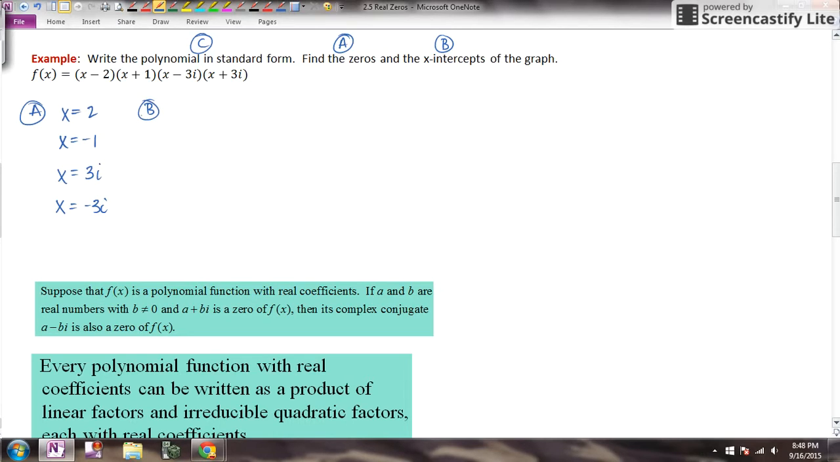Part B, though, I say, what are the x-intercepts? Well, you can't graph this guy and this guy on a graph, right? It would have to be done on an imaginary axis, not on the regular xy one that we know. So the only x-intercepts that we have are actually (2, 0) and (-1, 0). Those would be our x-intercepts. So part A, I would say here's 4 different zeros or roots or whatever you want to call them. And then part B, I would say here's your 2 x-intercepts. The other 2 you're not going to see.